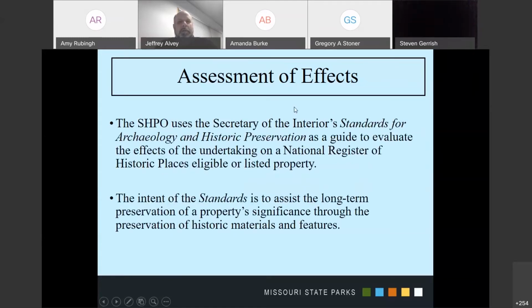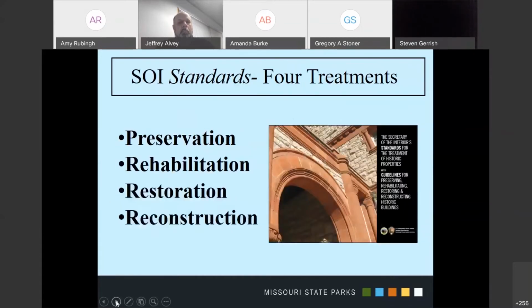So in the process of assessing effects, the SHPO uses the Secretary of the Interior Standards for Archaeology and Historic Preservation as a guide. The intent of these standards is to assist with the long-term preservation of a property's significance through the preservation of historic materials and features. And so we have 4 treatments under the SOI standards, and this is in Amanda's area of expertise. So I'm going to turn it over to her. She's going to talk to you for a few slides here about these 4 treatments, and then I'll pick it back up.